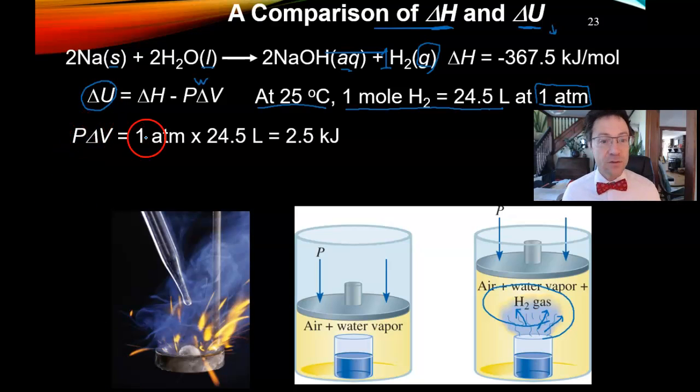So P delta V is 1 atmosphere, 24.15 liters. So this work is going to be equal to 2.5 kilojoules. Do the math out real quick.